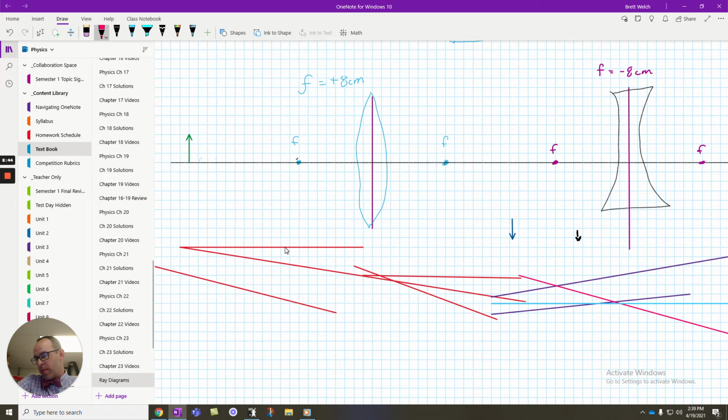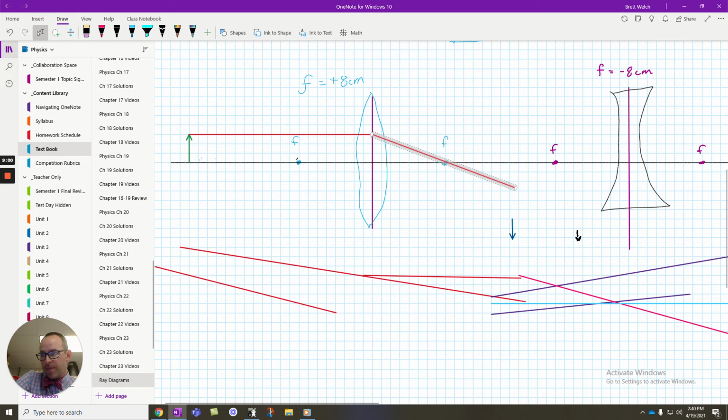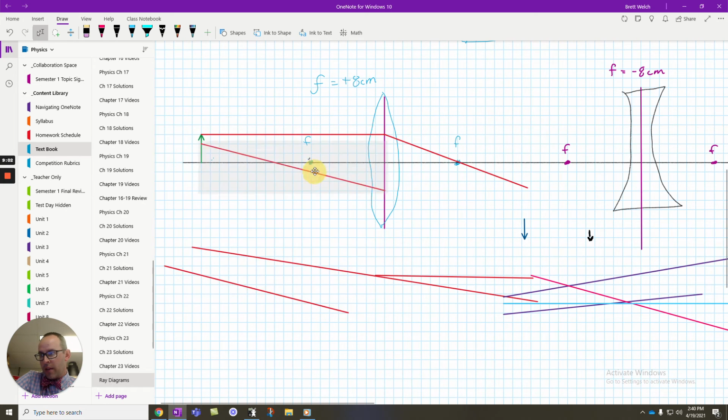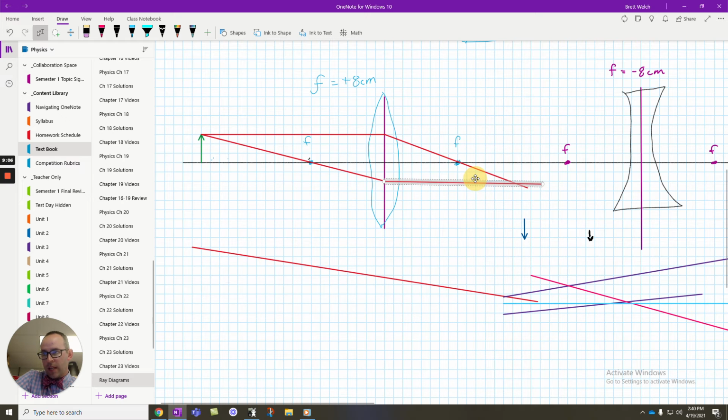The same rules are going to apply for our first lens that we had before. This is a converging lens, so I'm just going to walk through those normal steps. I know I'm going there, and then my second one goes there. I draw my line through the near focal point, comes out parallel, and ray number 3 is right there.